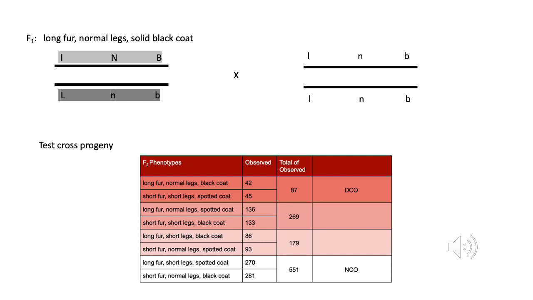We can easily figure out the no crossovers and double crossovers. The most common class is no crossovers, so that is the largest group. The least common class is double crossovers because they are unlikely, so this is the smallest group.